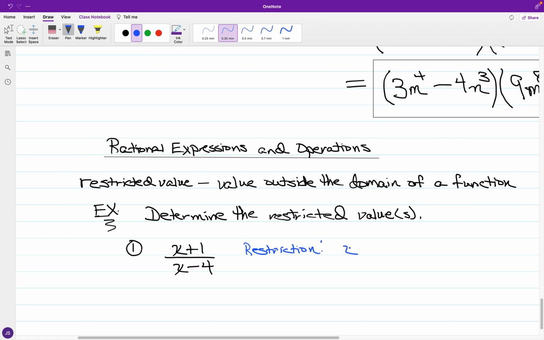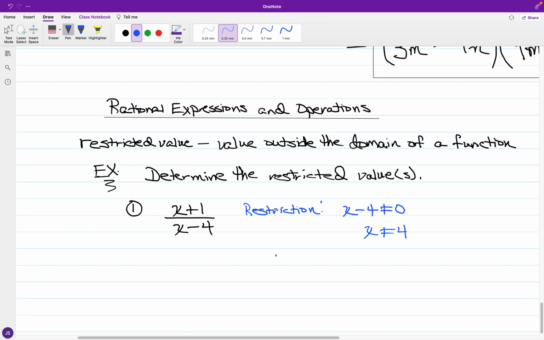x minus 4 cannot be equal to 0. And if x minus 4 cannot be 0, then x cannot be equal to 4. So the restricted value in this case is going to be 4.